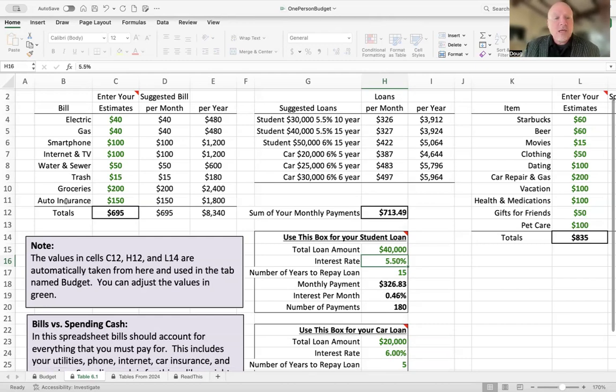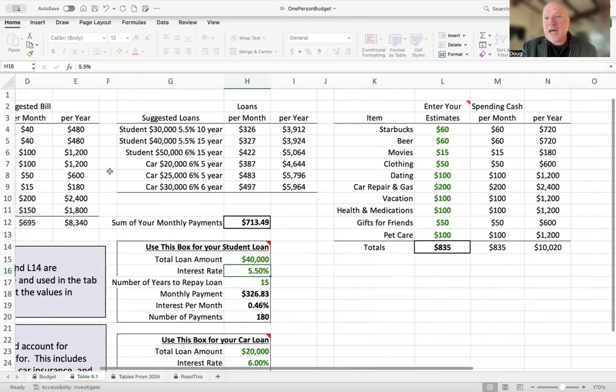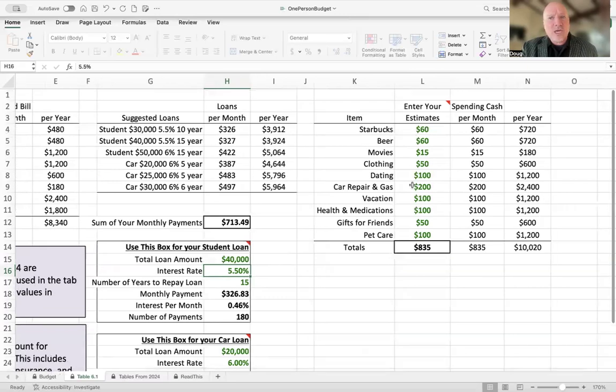That's a good question. Your auto insurance may be around $1,800 per year, and so that's $150 per month. You may want to check into that and then adjust this parameter. In other words, there's probably not a lot you can adjust in this set of categories, this utility bill. But if we go over here to spending cash, this is probably things that you can adjust.